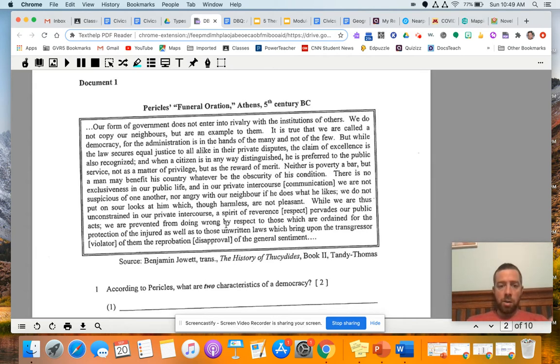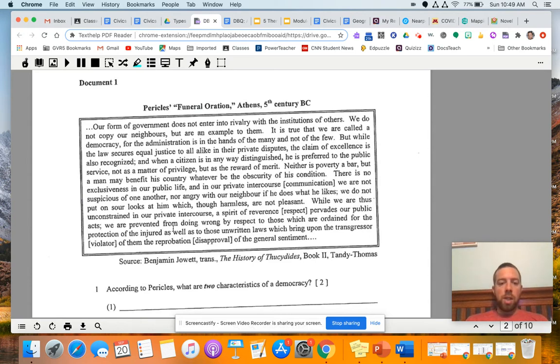That's a key characteristic there in democracies. We respect those who uphold the law. We respect those who try to keep anything bad from happening to people who can't defend themselves. And then this last little chunk here, as well as to those unwritten laws which bring upon the transgressor, the violator of them, the reprobation or disapproval of the general sentiment.